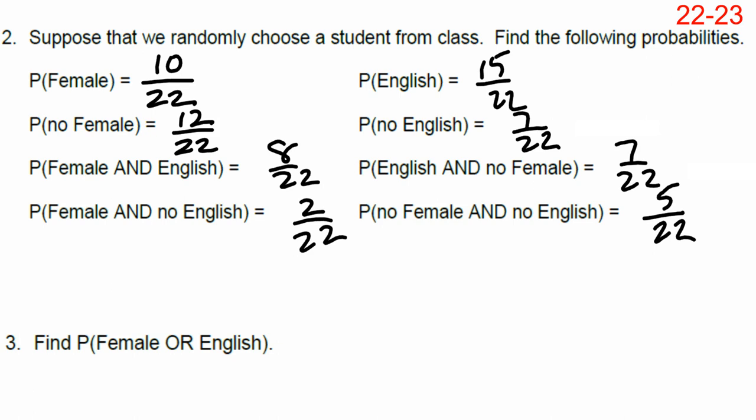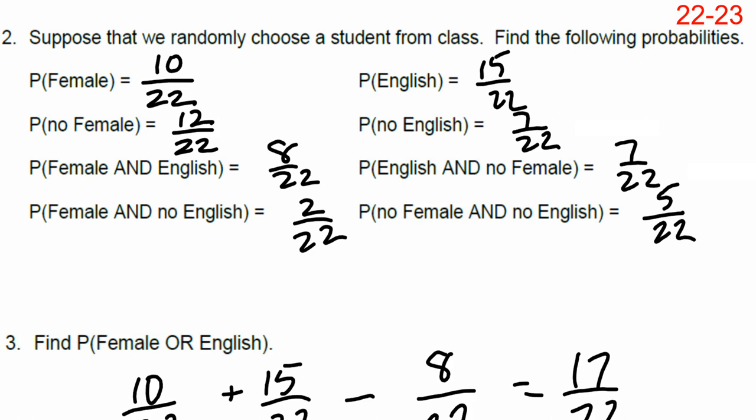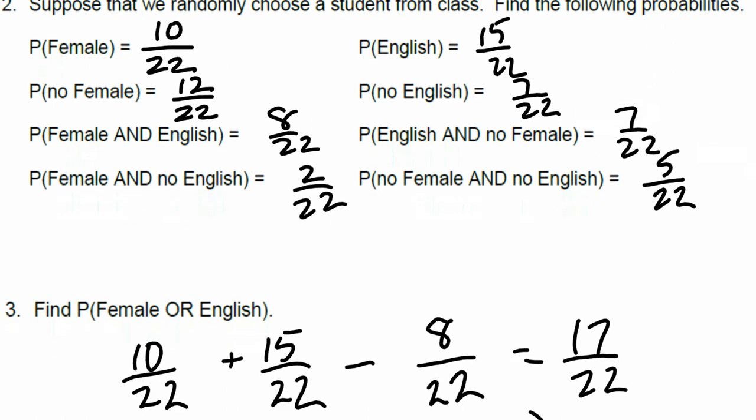And lastly, find the probability of being female or preferring English. This one, we have to stop and think about what we're working on, right? We might have some people that qualify for both of those events. The probability of female was 10 out of 22, and the probability that you preferred English was 15 out of 22. However, some of those females preferred English, so we have to take away those that would be double counted, the 8 out of 22. These were the 8 females that preferred English. That leaves you with 17 out of 22.